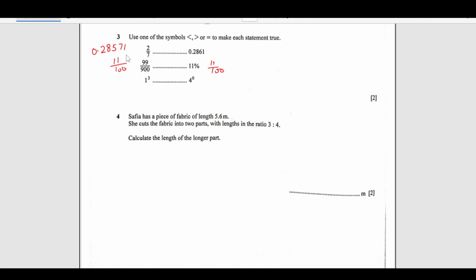So you can see this is 1 here, and this is 4 power 0 is also 1, right? So this 1 and 1, they are equal. These two are 11 over 100, 11 over 100, both are equal. And here the deciding factor is 28 and 28 is same. So deciding factor is 57. 57 is less than 61. So this is going to be less than, right?